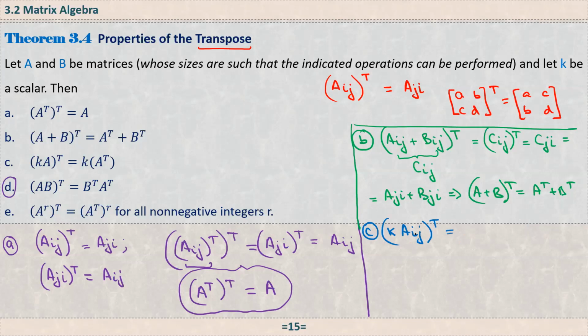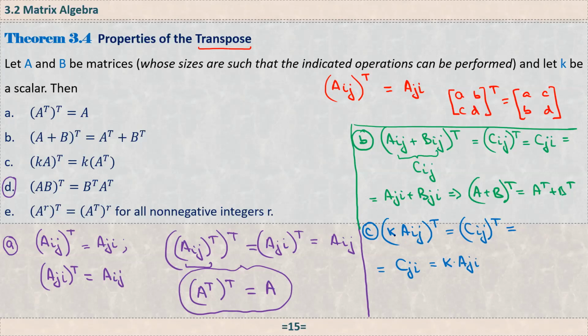So let me just multiply this. We will get a new value. Let's say it's equal to Cij, that is k times Aij. I'm just labeling it by Cij. And here we have transpose. So that is equal to Cji, right? And what is Cji? Cji is also the ji element multiplied by k. So that's equal to k times Aji.